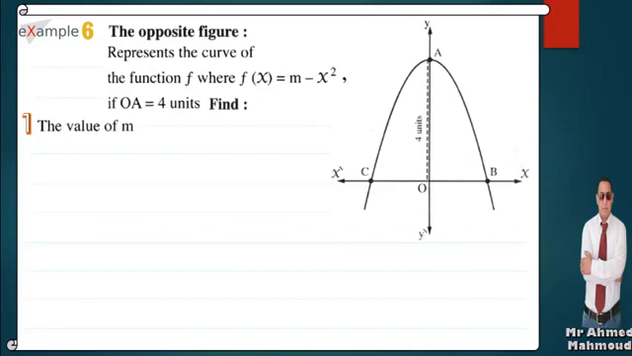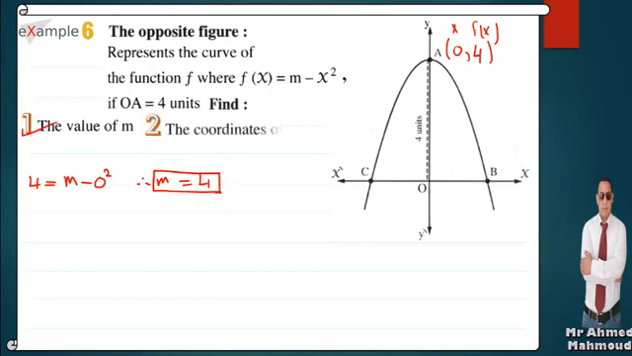we need to write A. A here equals 0 and 4 because this distance equals 4. Okay, then of course this one is x and this one is f of x. Then in place of f of x I will write 4 equals, in place of x I will write 0, m minus 0 power of 2. m minus 0 equals m, therefore m equals 4. This is the first question.